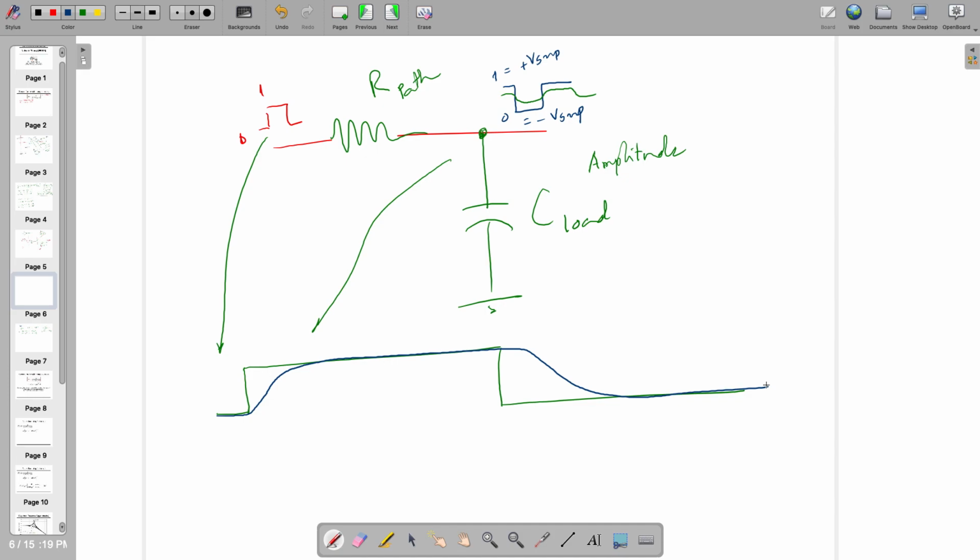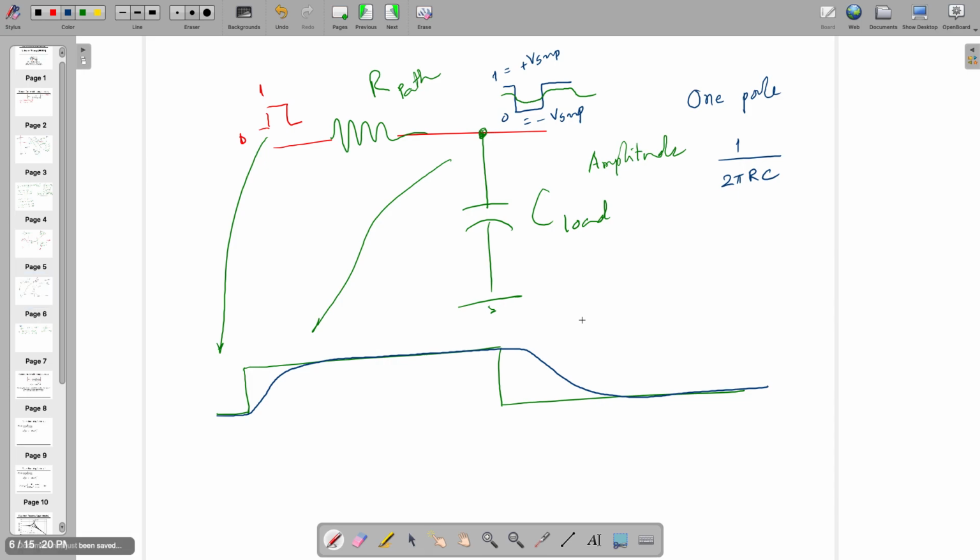This system is always stable. There is no ringing. Can you tell me the justification for that? Why there is no ringing? There is only one pole. And the location of pole is known to you, 1 by 2 pi RC. Right? This system is going to give you phase margin of 90 degree, phase of minus 90 degree, and that's why there is no ringing.